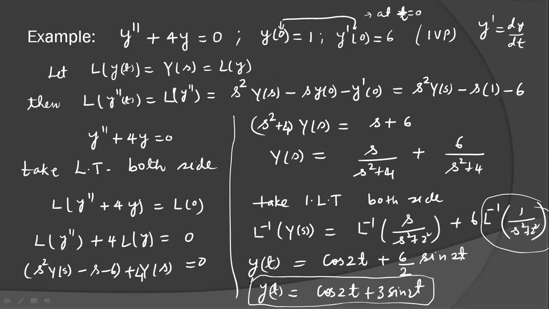Now how to check whether this answer is correct or not? Use the initial condition, put t equal to 0. You will get cos 0 plus 3 sine 0. Sine 0 is 0, so it means 1. If you differentiate it and put t equal to 0, you will get 6. It means our answer is correct. So you can verify the answer here also.